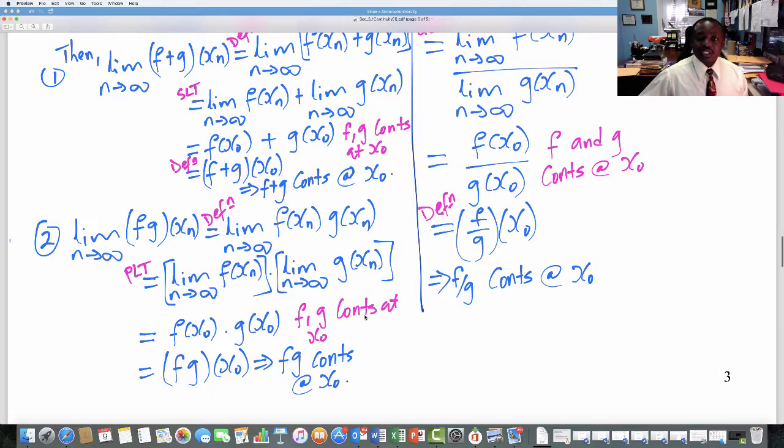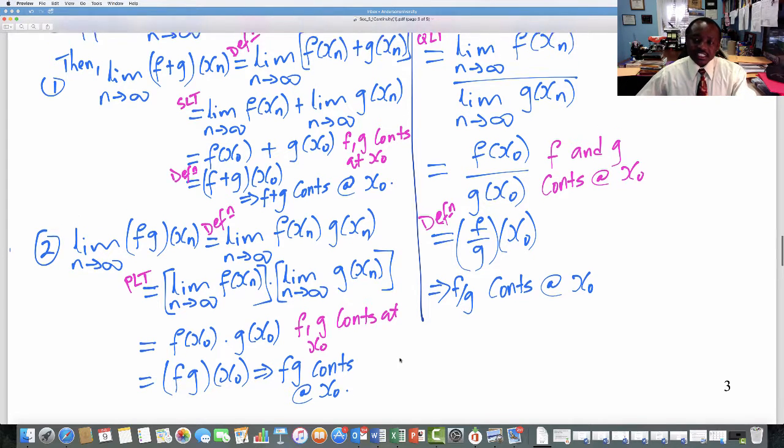But f and g are continuous at the point x naught, so this gives us f of x naught, and this gives us g of x naught, and by definition, that will be fg of x naught. Therefore, we can conclude that fg is also continuous at x naught in D.